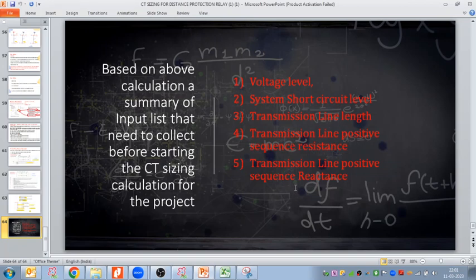Why not the negative sequence resistance and reactance? Because for any static system, the line positive sequence resistance and reactance is equal to the negative sequence resistance and reactance, so you don't need the negative sequence. And why not the zero sequence? The zero sequence comes when a single phase to ground fault happens, and in that case you require the zero sequence impedance calculations. We will discuss that also. You can ask for the zero sequence impedance too, but if you are not getting it, there is no need to wait, you can start the calculations.